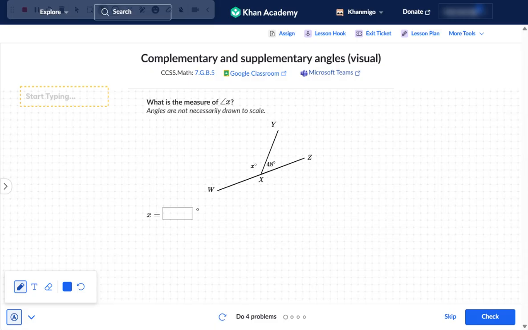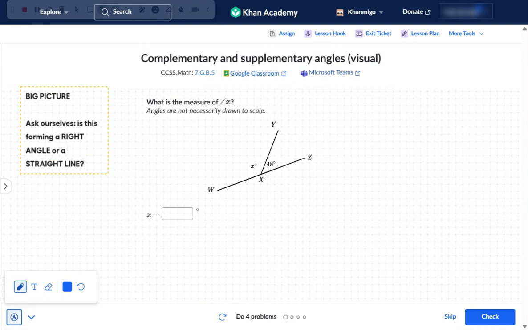So when we're given a geometry figure, remember, we're thinking big picture. We're taking a step back. What information are they telling us? With complementary and supplementary angles, looking at the figure, we ask ourselves: is this forming a right angle or a straight line?